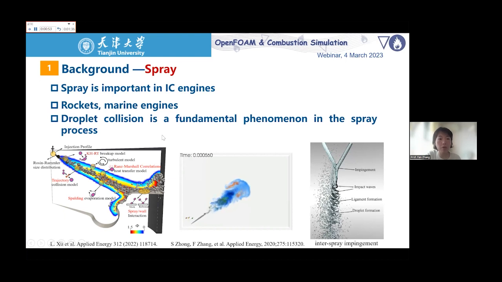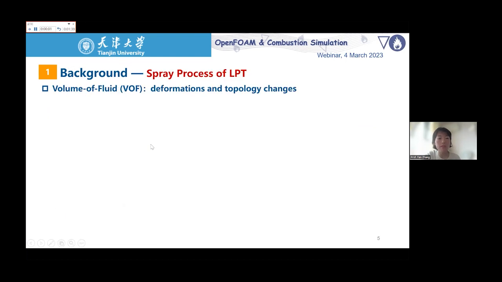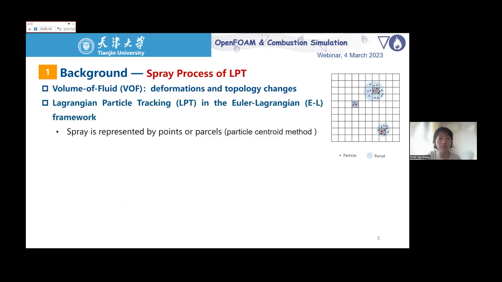So how do we simulate it? We have two methods. The first is the volume of fluid, VOF, method. It can capture the droplet deformation and the topology changes, but it is too time consuming and it is not easy to combine with combustion. So we choose to use the second method, the Lagrangian particle tracking in the Euler-Lagrangian framework. The spray is represented by some points, and you can have even millions of points in the domain.